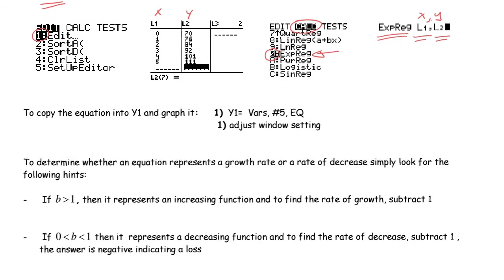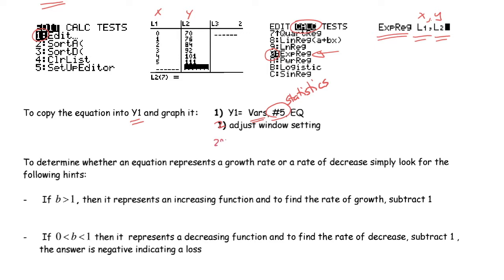And then from there, I can put that into Y1 so I can graph it by going into Y1, and then you press the vars button, go down to number 5, because number 5 is going to be statistics. And everybody, I'm going to walk through this in just a moment, so you'll get to see this all happen. Then we go to the EQ menu, and that is going to take the regression equation and put it into Y1. And then we're going to adjust the window settings. But what I want to do to start off with is turn my plot on.